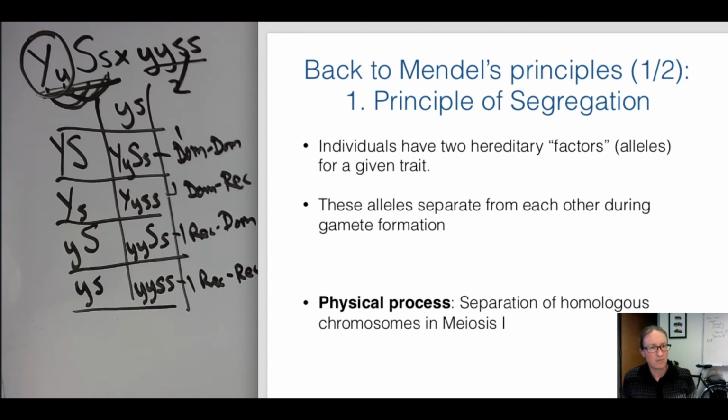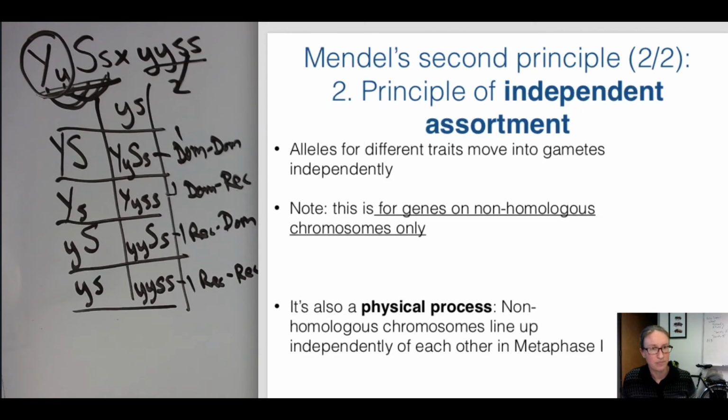Okay, so just to restate these again, the first principle of segregation is the whole idea that individuals have 2 hereditary factors, or alleles, for a given trait. And these 2 alleles separate from each other during gamete formation. And the physical process that causes that to happen is the separation of homologous chromosomes during meiosis 1.